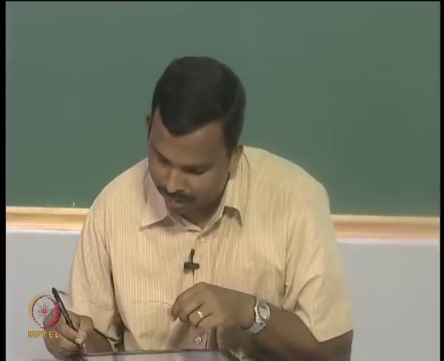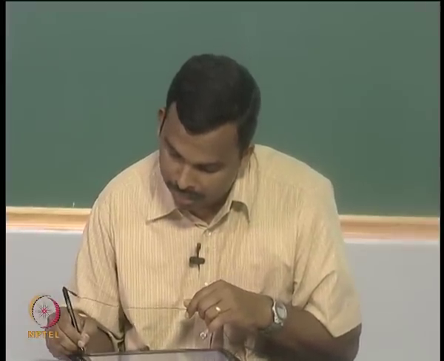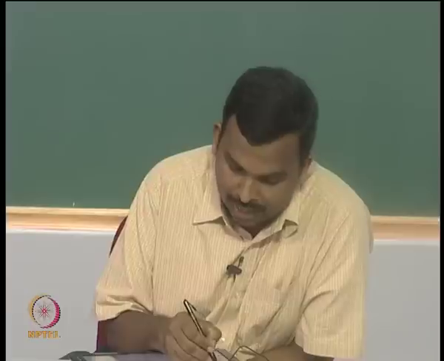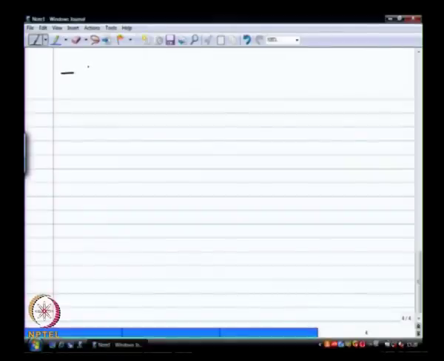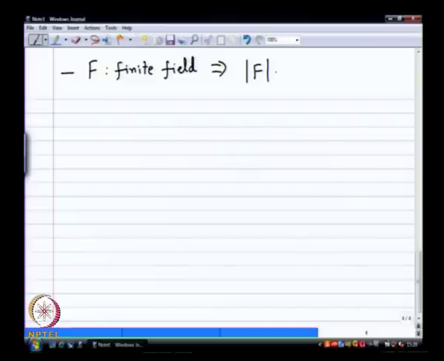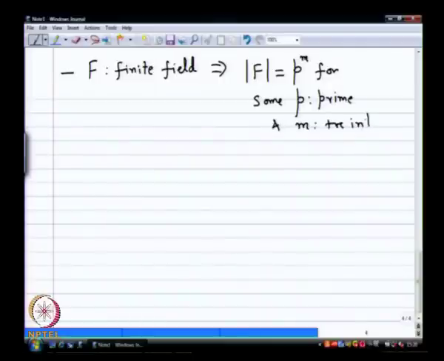There are a couple of facts which are quite interesting, which you should know, but maybe in an advanced course you will see a proof. The first fact is: if F is a finite field, what do I mean by a finite field? A field that has a finite number of elements. Then the size of F, the number of elements in F, will be equal to p power m, for some p which is prime and m which is a positive integer.